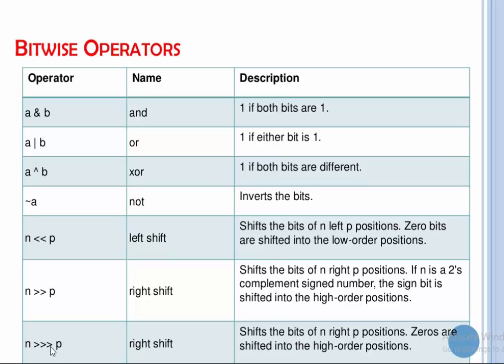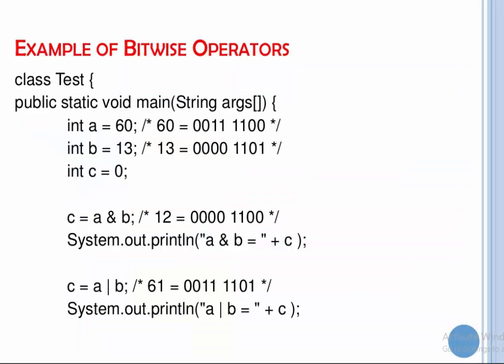Okay. So we'll see the example. For these operators, after that we will get the idea how this operator works on a bit level. See here, I am creating a class Test, and in the main method I am using three variables A, B, C. Here I am initializing the value of A as 60 and B as 30 and C is equal to 0. When we use 60, it will be stored in memory in the form of a sequence of bits, that is 0 and 1.